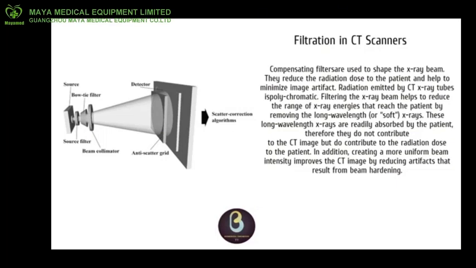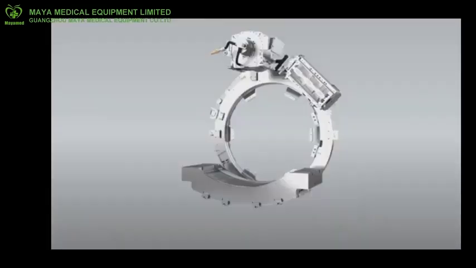In addition, creating a more uniform beam intensity improves the CT image by reducing artifacts that result from beam hardening. Filtering the X-ray beam helps to reduce the radiation dose taken by the patient, and it also improves the image quality of the CT scanners.